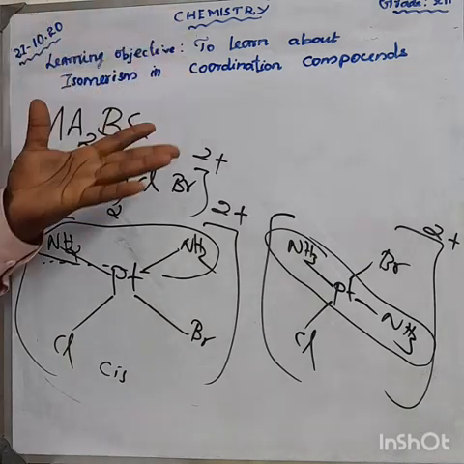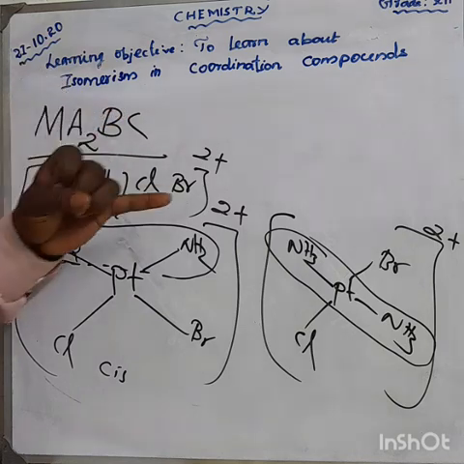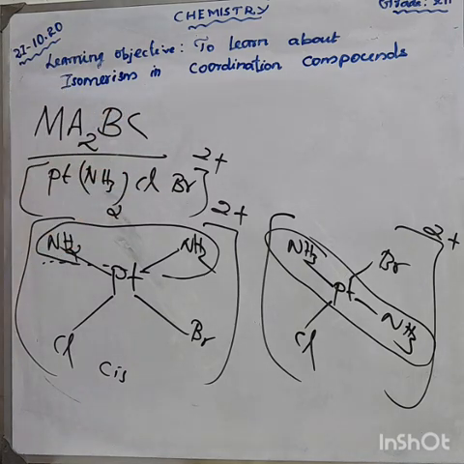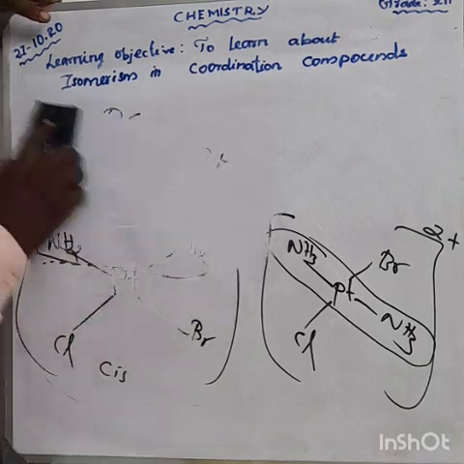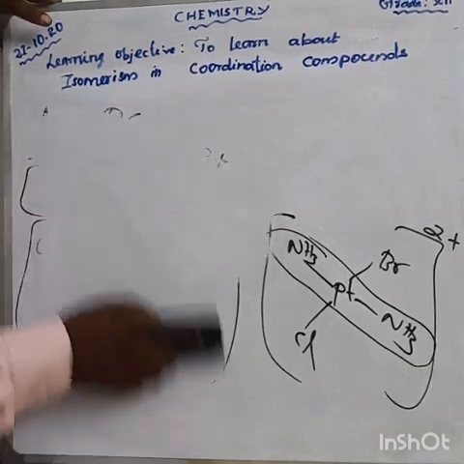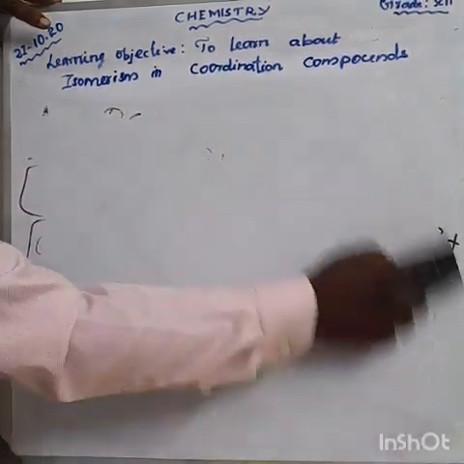Before we draw the structure of Ma2B2, the question may be asked like that: draw the structure of Ma2B2 and draw the structure of Ma2BC. And there are two more structures. If you are interested, you can draw those. Otherwise, we can learn the next one, the octahedral complex.